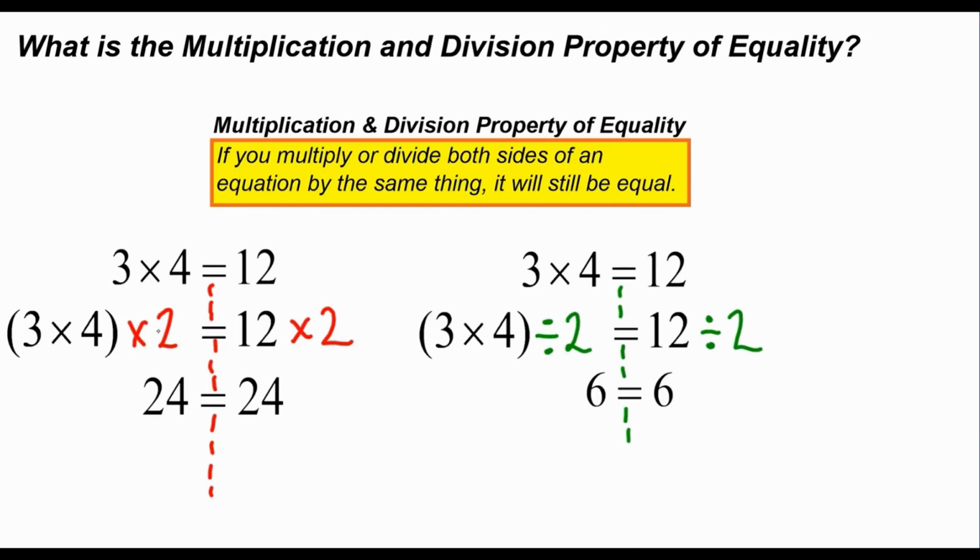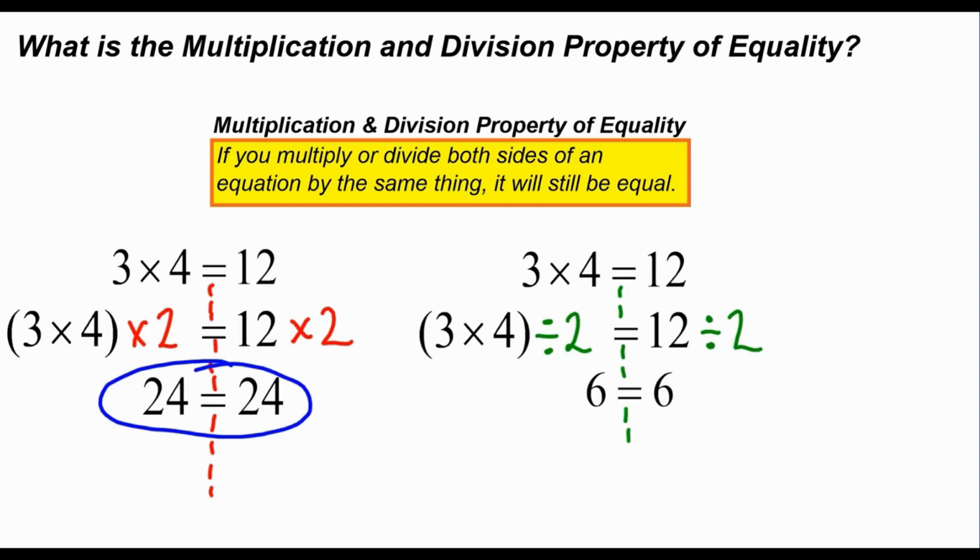So what I did was I just chose to multiply both sides of this equation by the same thing, and I just chose 2 because that's easy to multiply by. So 3 times 4 times 2 is 24, and 12 times 2 is 24. You can see that after I multiply both sides of this equation by the same number, I still get a true statement. I still get something that is equal, and that is the multiplication property of equality. If you multiply both sides of an equation by the same thing, it will still be equal.